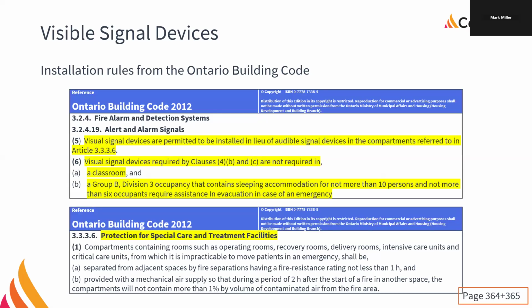Visual signal devices are permitted to be installed in lieu of audible signal devices in certain locations. In special care and treatment facilities, we can use visual signal devices in certain locations. Operating rooms, for example. At the Hamilton General Hospital, I did the fire alarm there.